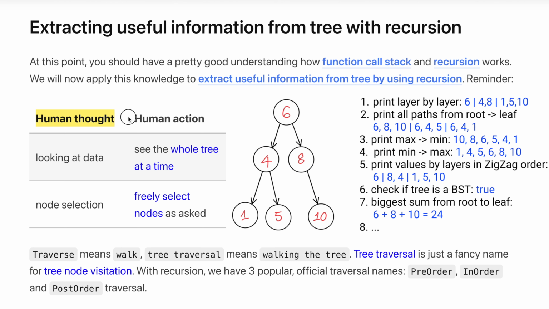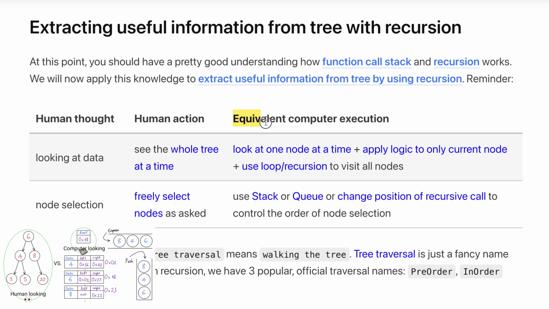A quick reminder for our tree problems. When we humans solve tree problems, we look at the data of the whole tree at a time and we freely select nodes as asked by the problem. The equivalent computer execution is, instead of looking over the data at the same time, the computer will look at one node at a time. And we'll apply the logic to only the current node, and then it's gonna use loop or recursion to visit all of the remaining nodes. To select the order of node visitation, the computer is gonna use a stack or queue, or change the position of the recursive call to control the order of node selection. And this is what we're gonna learn today.